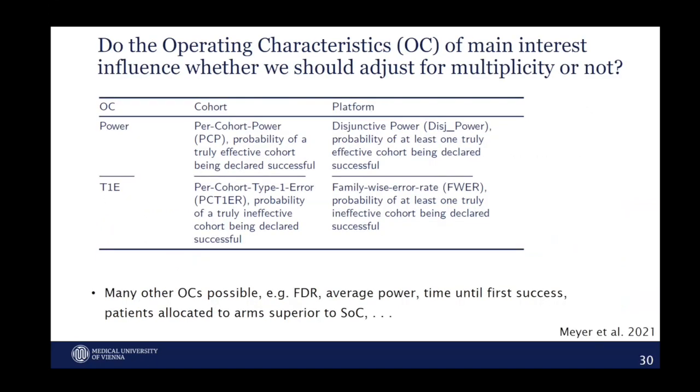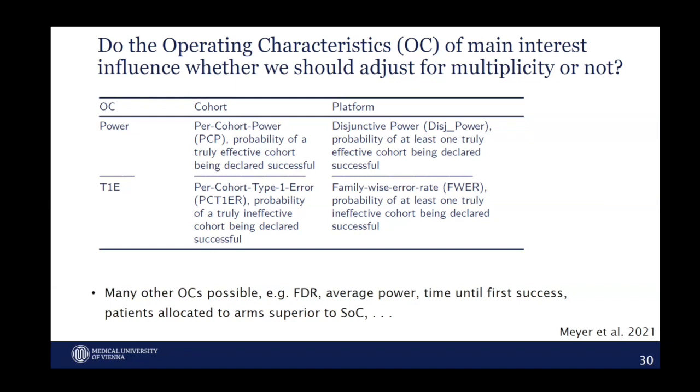Another way to decide whether multiplicity adjustment is needed could be based on what operating characteristics we are mainly interested in. As far as the power is concerned, we could be interested in just the per substudy power and the per cohort power, as shown on the left-hand side, or in the power on the platform level. For example, we could look at the disjunctive power, which would be the probability of at least one truly effective cohort being declared successful.